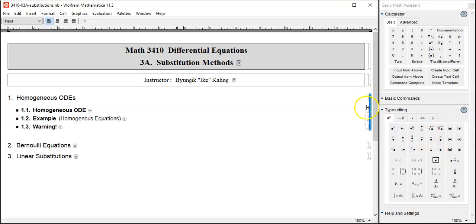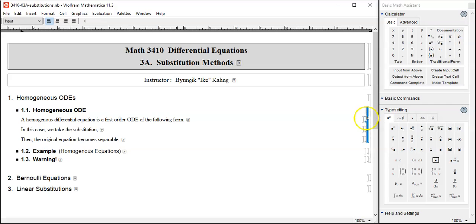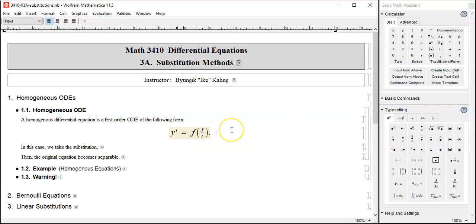First type, homogeneous equations. What do you mean by homogeneous equation? A first-order differential equation in this type, a function of y over t. Why is it called homogeneous? Let's suppose we multiply y by c and t also by a factor of c. What happens here? Multiply by c, multiply by c. No difference. They cancel each other out. And in that sense, it is called homogeneous.